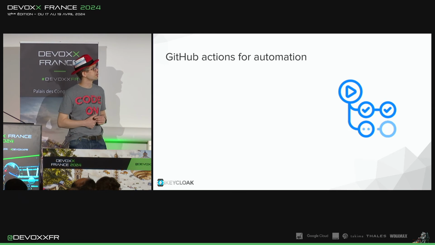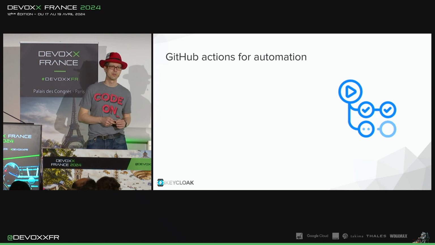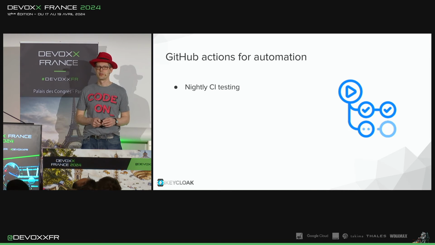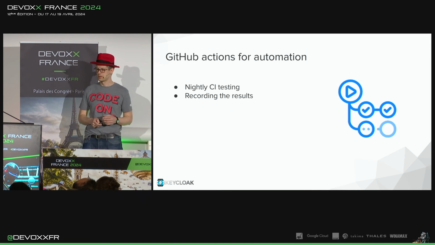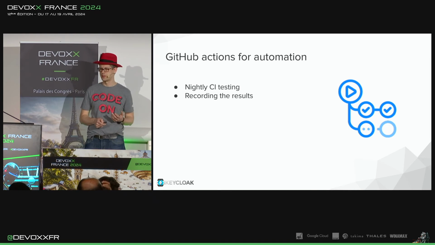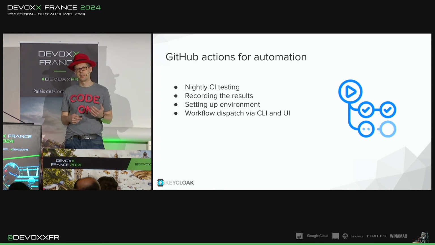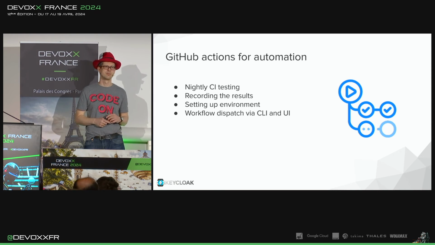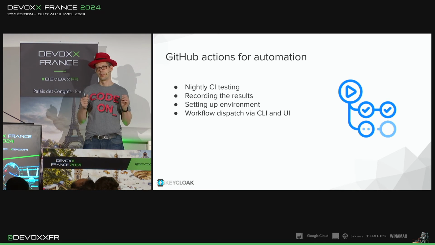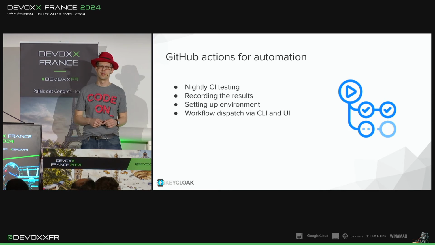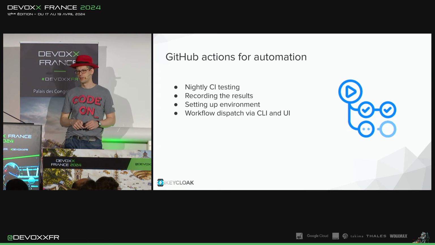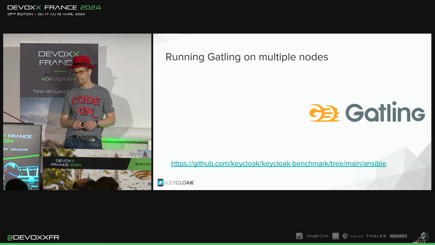GitHub Actions is also our friend, both in terms of automation and also when doing things in the public. As an open source project, we did a lot of the nightly CI testing. We were recording the results here, setting up environments, and then there's one feature there called Workflow Dispatch that you can trigger a workflow by clicking in the UI or running something on a command line, and then kick off, for example, setting up a full environment using a GitHub workflow.